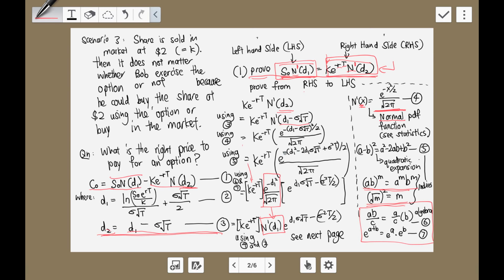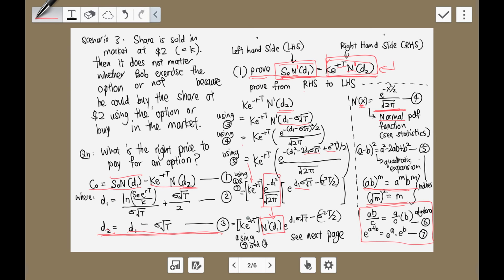minus becomes, minus times minus becomes plus, and the 2 cancels away with the 2 here. The 2 cancels away with the 2 because divided by 2, so there's no more 2 here, so left with d1 sigma root t, d1 sigma root t, and minus, okay, this thing needs to divide by 2, and then minus multiplied in, so you get minus here, so you get minus sigma square t over 2. That's how I arrive at this step.